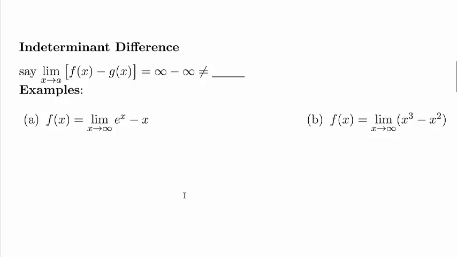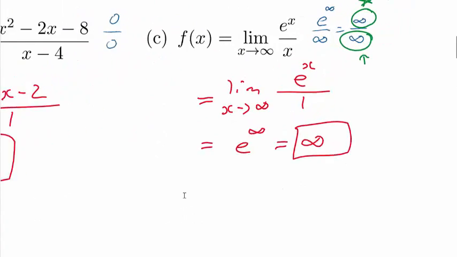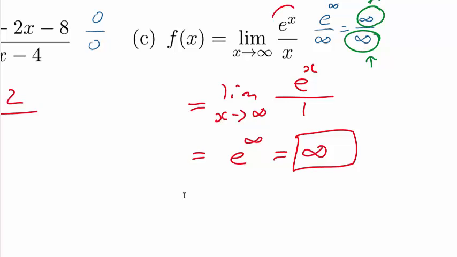Indeterminate difference. So it might be logical to think that, oh, we've got infinity minus infinity. Well, the result must be 0, right? Because we're subtracting infinity from infinity. But what's one of the things we've been saying? Well, we've been saying that some infinities are larger than others, just like with e to the x over x. Both these numbers approach infinity, but e to the x gets bigger much, much faster.